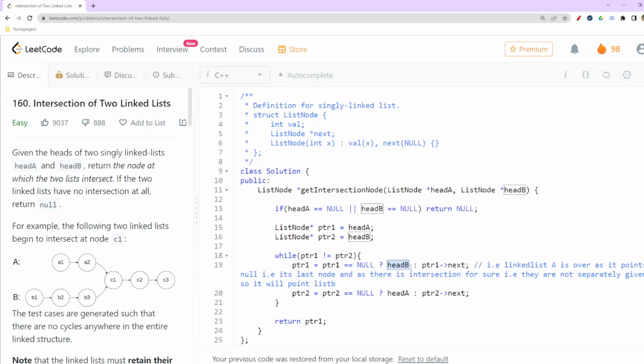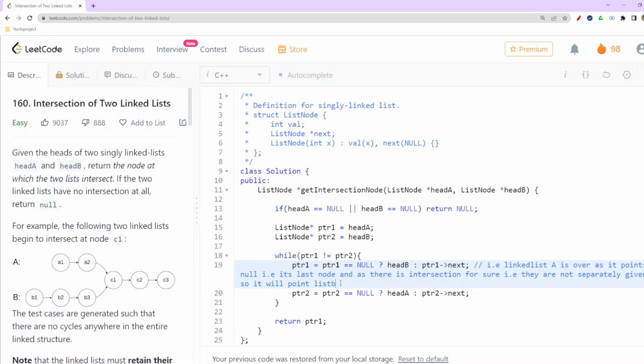Else, if that is not the case, then we'll move ahead. That is, the linked list is over as it points to null. That is its last node, and as there is no intersection for sure, since they are not separately given, it will point towards list B. So when it points to null, we will directly move it towards head B. That's the thing which we would be doing here.